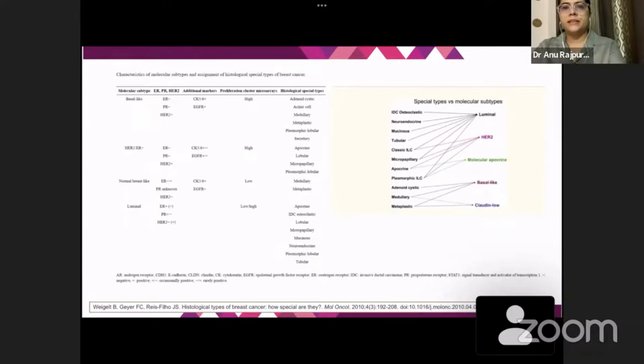In basal-like, we have ER/PR negative, HER2 negative, meaning all the targets are negative. In HER2 positive, we have ER/PR negative and HER2 positive. In normal breast-like, we see either ER positive or negative with PR unknown and HER2 negative. Luminal has ER positive or negative, similarly with PR, and HER2 is negative or positive. Basal-like and HER2 positive have a high proliferation rate. The lowest is the normal breast-like.